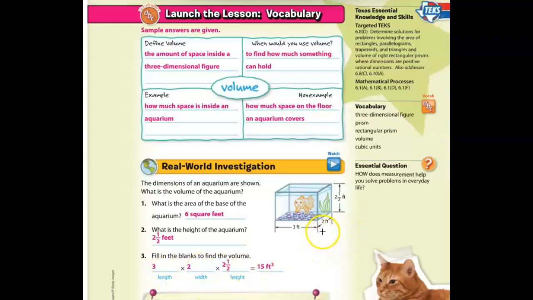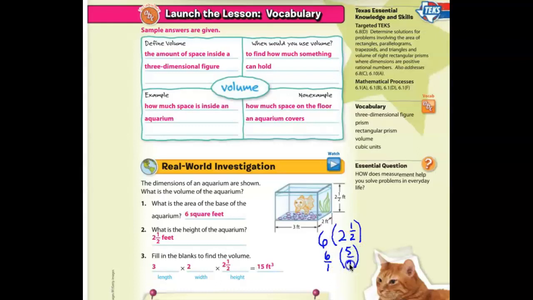So length times width is 6. And we're going to multiply that by 2.5 feet. But anytime we multiply something that has a fraction, if it's a mixed number, we have to make it into an improper fraction. So we're going to put the 6 over the number 1. We're going to say 2 times 2 plus 1. So what is the numerator going to be? Go ahead and tell me that, please. Very good. It's going to be 5. So it's going to be 5 halves.